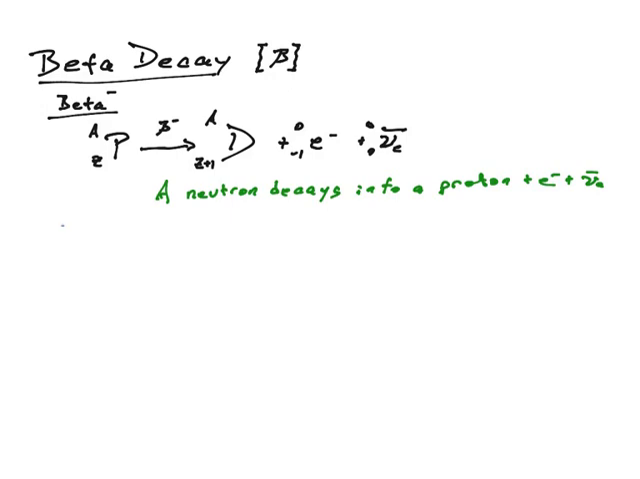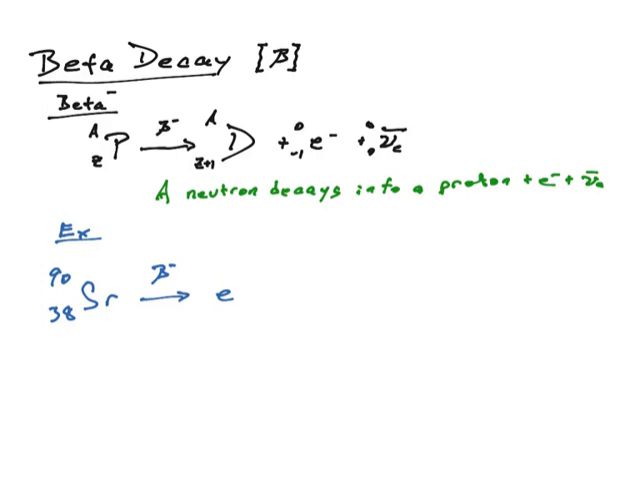So let's do an example. The famous example, and in fact, when you get into lab and we do experiments, you're going to see this particular example, is let's say you have strontium. Strontium is atomic number 38. And let's say its atomic mass is 90. You're told that this strontium decays by beta minus decay. And I want to know, what does it decay into?